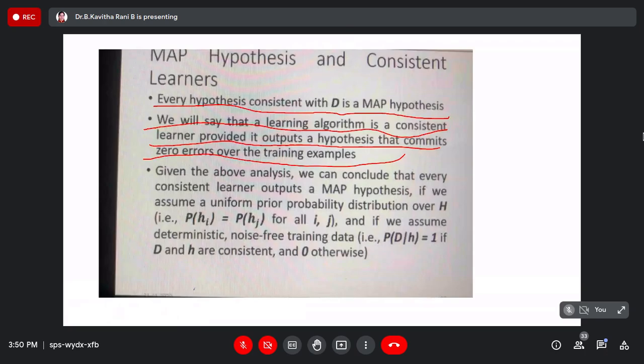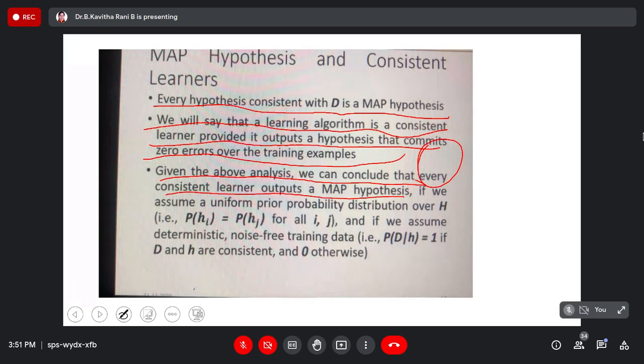So any learning algorithm is a consistent learner when it makes zero errors in prediction. Then we say that each and every such learning algorithm is a consistent learner. Given the above analysis, we can conclude that every consistent learner outputs a MAP hypothesis.